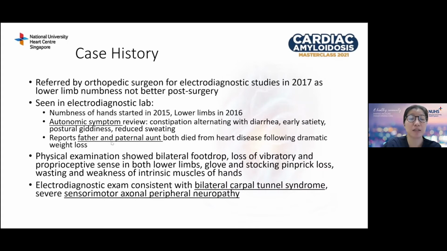and reduced sweating. And a family history revealed that both his father and paternal aunt also had died from heart disease following a dramatic weight loss. And the electrodiagnostic exam was consistent with bilateral carpal tunnel syndrome and a severe sensory motor axonal peripheral neuropathy.